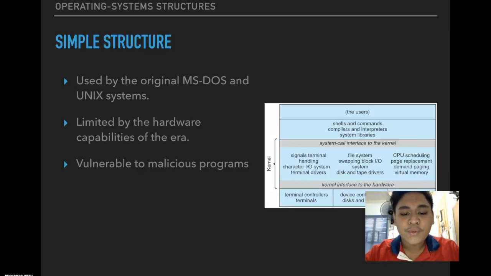The structure works when the user inputs commands into the command interpreter. In turn, these commands trigger system calls that interface with the kernel, and then these commands are relayed by the kernel to the hardware of the computer to get the desired output of the users.